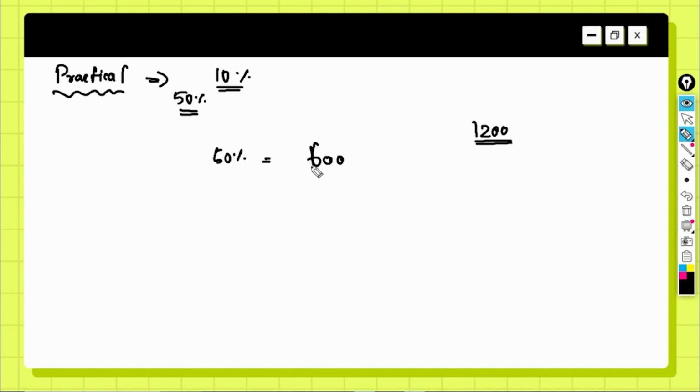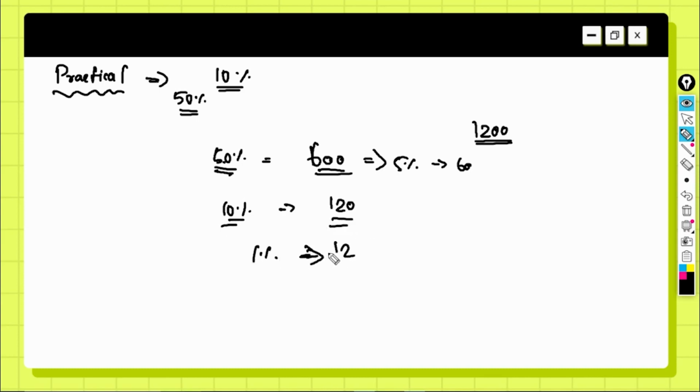What is 10 percentage of 1200? Reduce a zero and you will get 120. Now tell me, what is 5 percentage of this number? 50 percentage is 600, so 5 percentage will be 60. If 10 percentage is 120, what will be 1 percentage? 12. Knowing these values will help me to jump here and there.